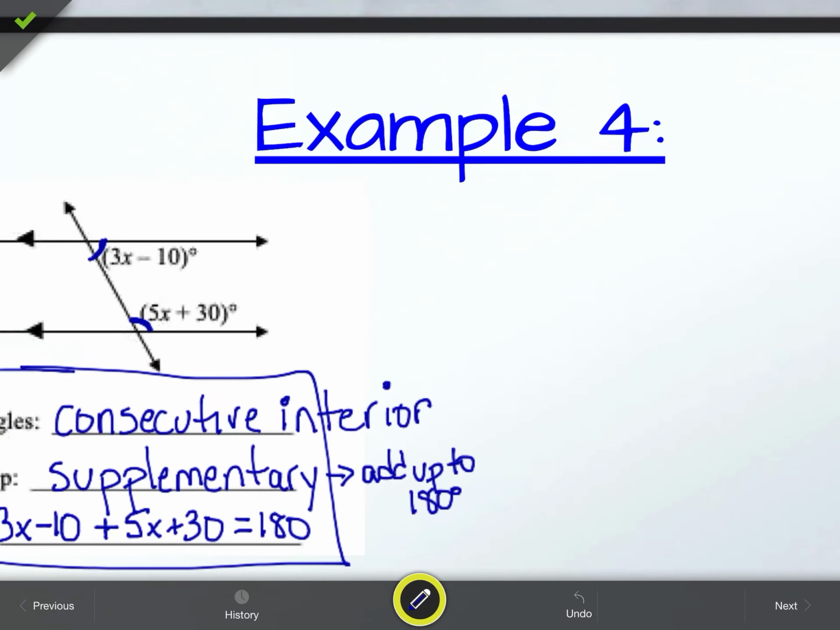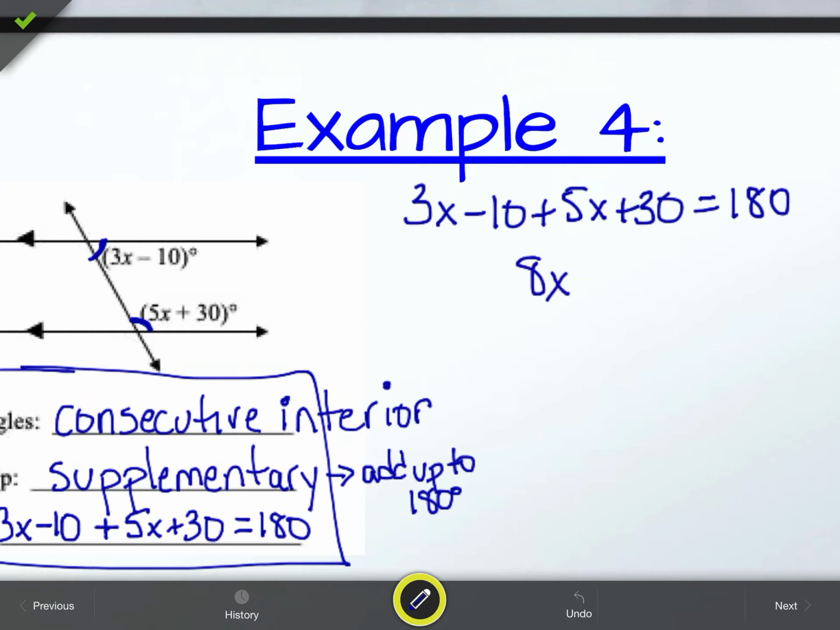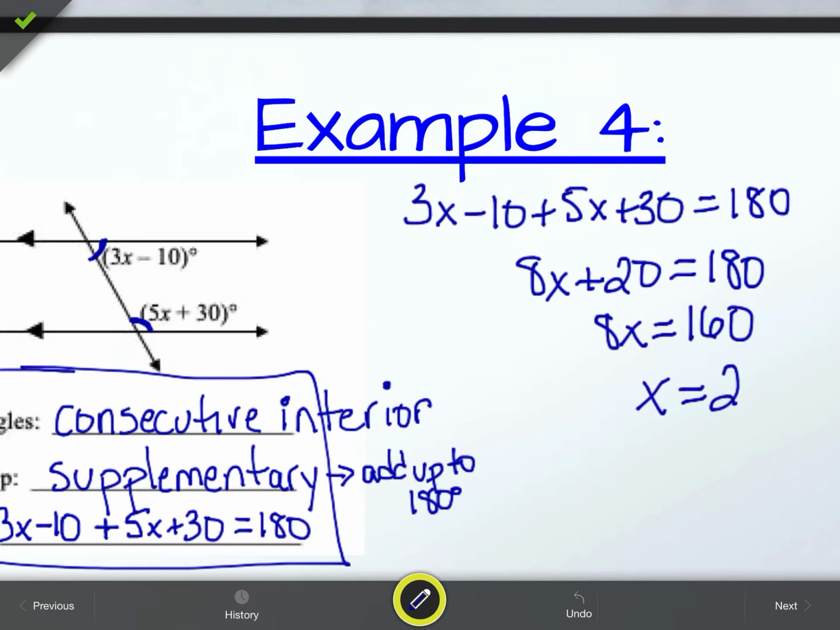All right, so let's solve this really quickly. Again, Desmos is your best friend. But by hand, combine like terms. 3x and 5x is 8x. Negative 10 plus 30 is positive 20. Once you combine like terms, now it's just a two-step. Subtract the 20 from both sides. Divide by 8 on both sides. So x is 20.